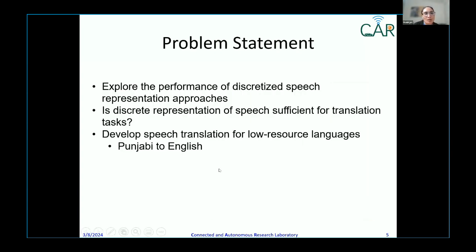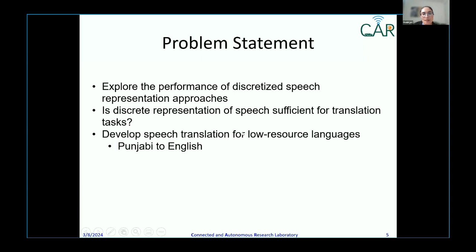So what our problem statement is, we wanted to understand if using the discretized speech is enough to represent speech for translation tasks. As I mentioned before, this approach has been used before. However, nobody has used the source speech, nobody has used input speech as a discrete speech. So we wanted to explore that.